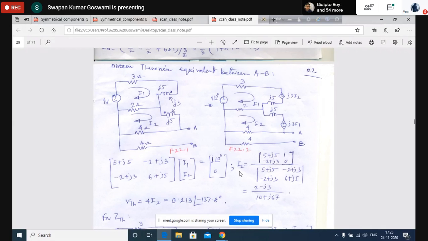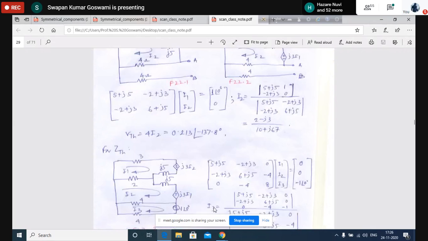So if I2 is determined, then the voltage across these two terminals AB will be the drop from here to here, because no current is flowing through this branch. It is open, means the voltage drop across the 4 ohm resistance. That means 4I2 will be the Thevenin voltage. 4I2 will be the Thevenin voltage. If the calculation is correct, then this will be the value 0.213 at an angle of minus 137.8 degrees. Okay, is it clear? Yes, sir.